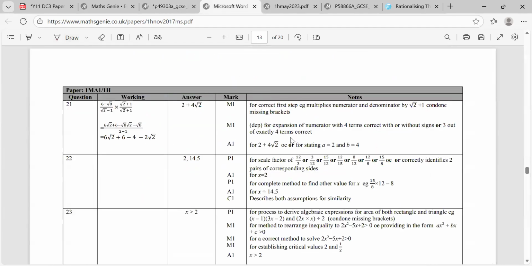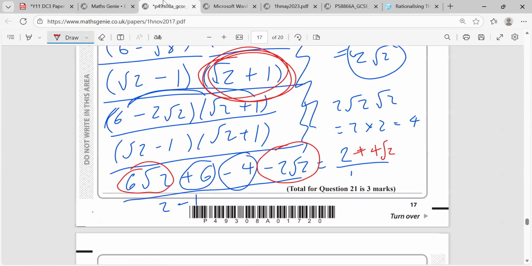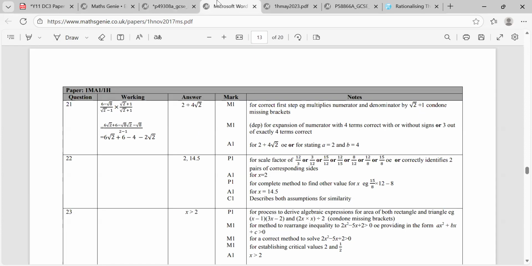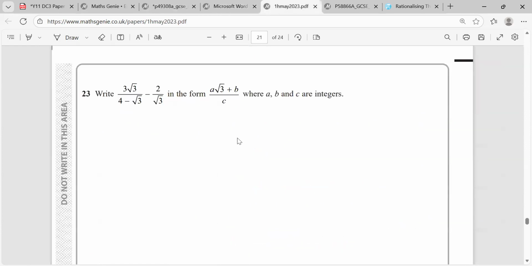Then if you look at the other part, dependent for expansion of numerator with 4 terms correct, with or without 3 signs, or 3 out of 4 correct. So on this occasion, if you did the square root of 8, you don't get a mark actually. All right, we've got 2 minutes. I'll put this question here, and at the end I'll reveal the answer, and then we'll end today's session. I'll just look at chat if anyone's not sure about anything from what we've just done.